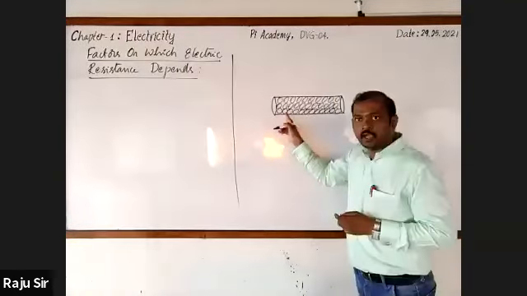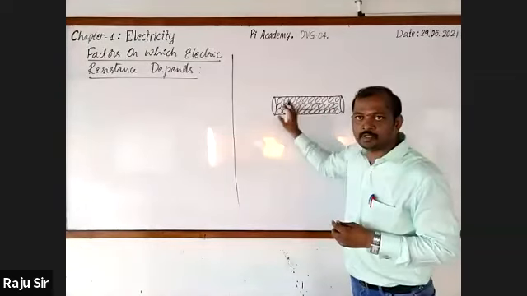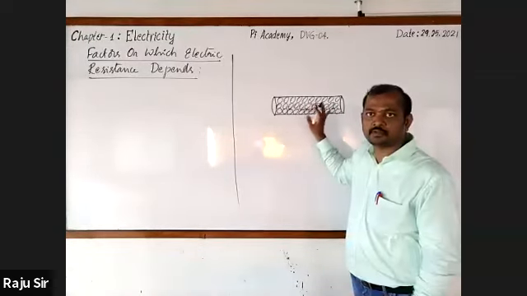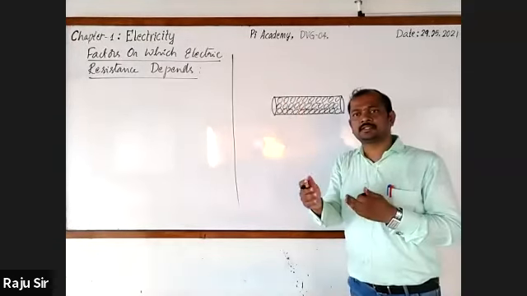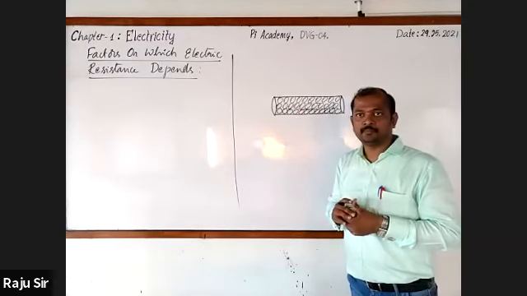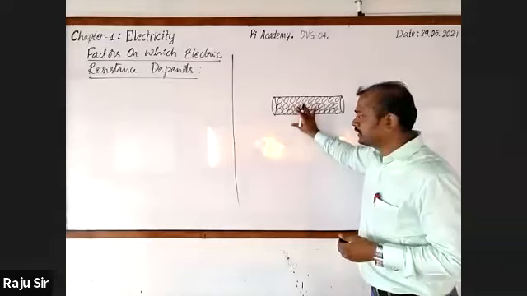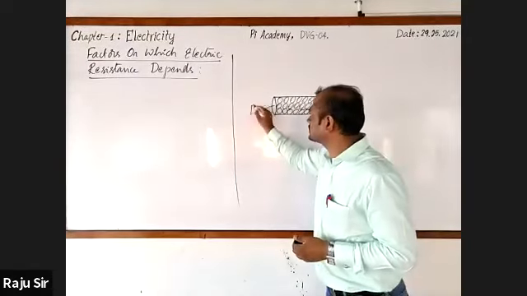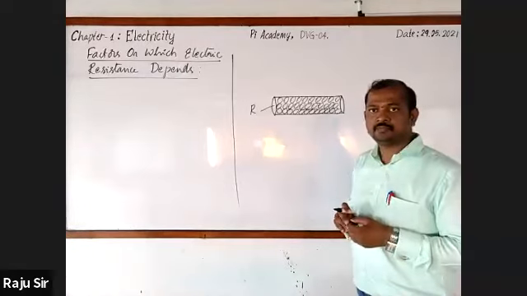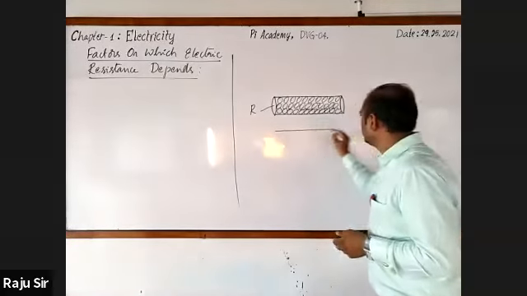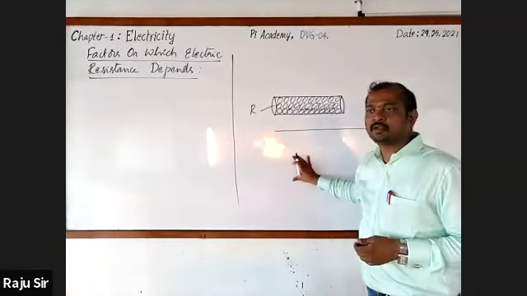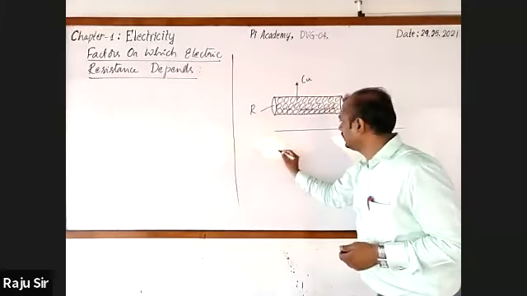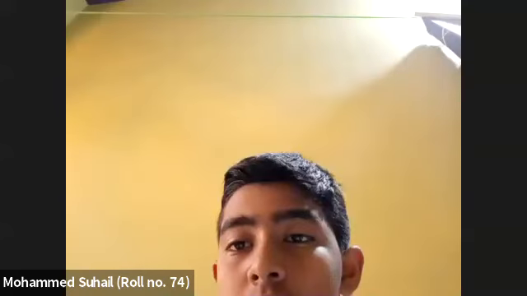These atoms will try to obstruct the movement of the electrons, which we call electric resistance. Every conductor offers some electric resistance, but it differs from one to another. Here, this conductor offers some electric resistance. I call it R. I'm going to take the same type of conductor. If it is copper, the next one is also copper.